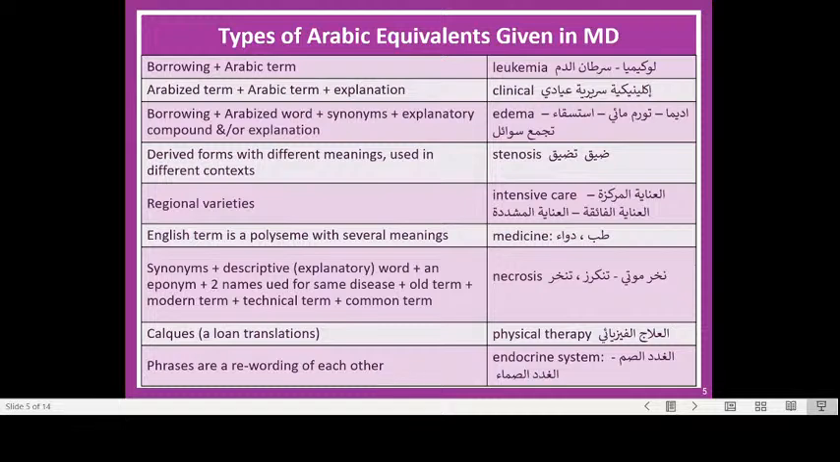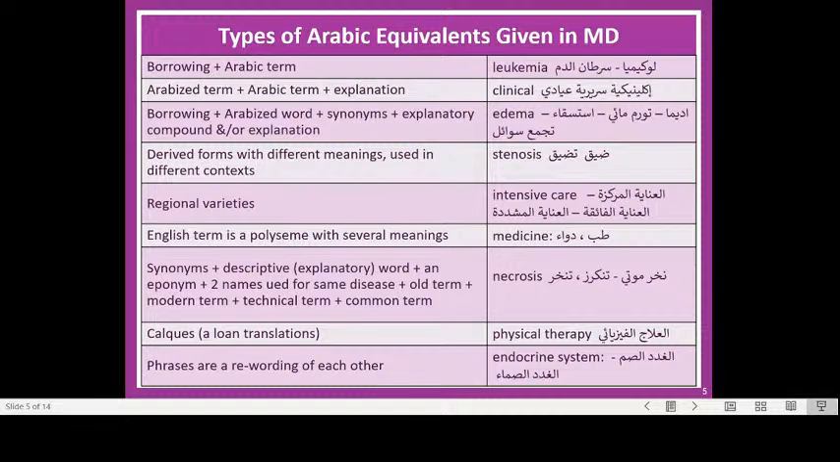For example, clinicia, saririya, and ayadi for clinical. The equivalence can be a borrowing, an Arabized word, a synonym, an explanatory compound, and or an explanation. For example, we have 4 equivalents to the word edema. Edema, which is a borrowing, تورم مائي, استسقاء, and تجمع سوائل. تجمع سوائل is the explanatory compound or explanation.